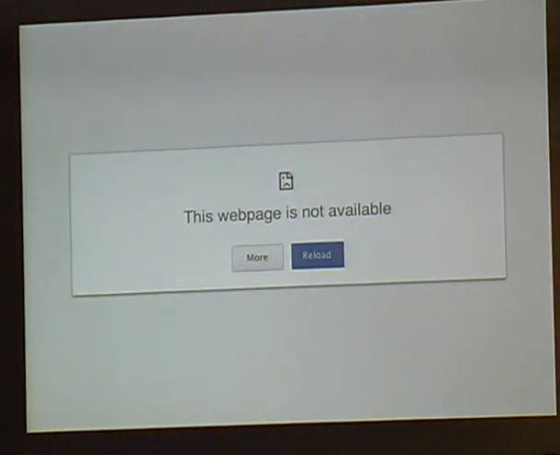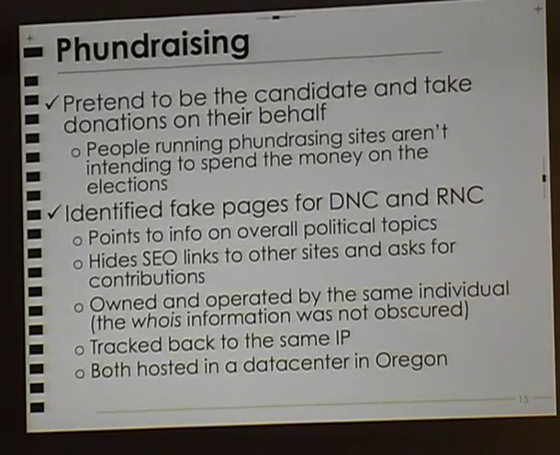And if we try and visit any of these sites today, this is the typical response provided from Chrome. Nothing's actually working. I'm gonna pass it off to whoever. Josh.